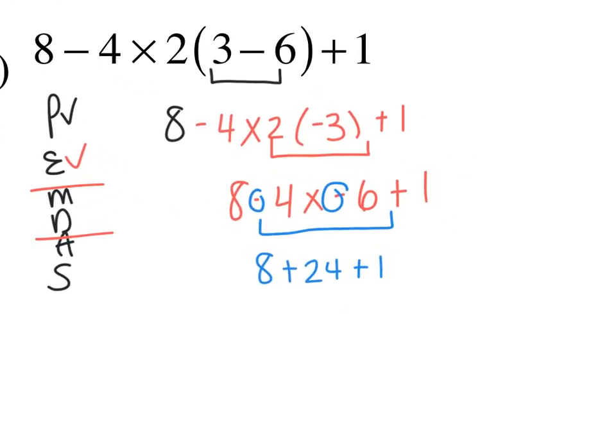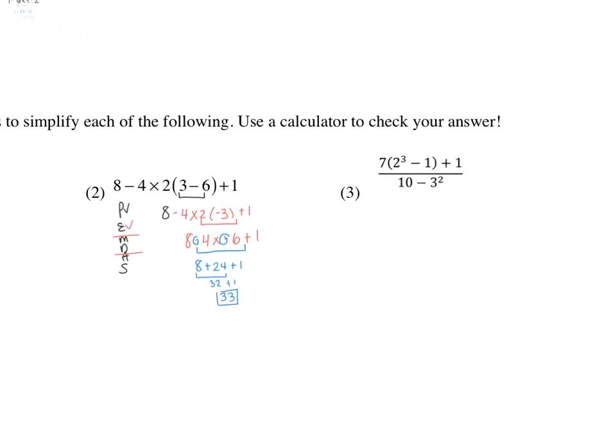Now all I have left is addition and addition. So I can actually just add all these numbers up together at once. 8 plus 24 is 32. And then 32 plus 1 is 33. That's your final answer. Let's go on to the next expression.